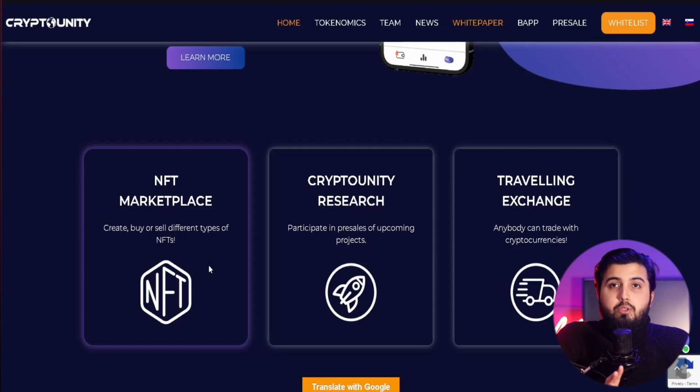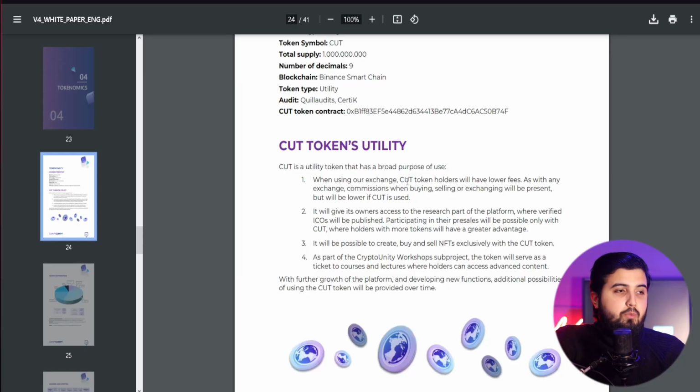And before we move further, they have the native token called the CUT token. Now it comes into place in all these places that we mentioned, whether we're talking about the educational center or CryptoUnity research, or an NFT marketplace, or the cryptocurrency exchange. It gets used and utilized in all these places. And that presents us with an awesome opportunity, because when it gets utilized in so many places, it will have more demand. And when it has more demand, it will have more value. Its value is going to increase. Now, from the white paper, we can take a look at where it gets used.